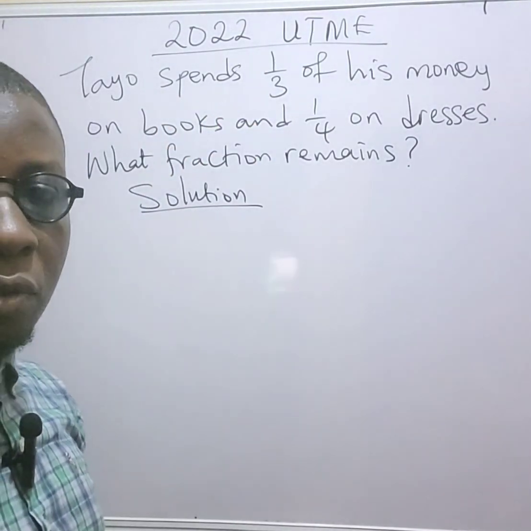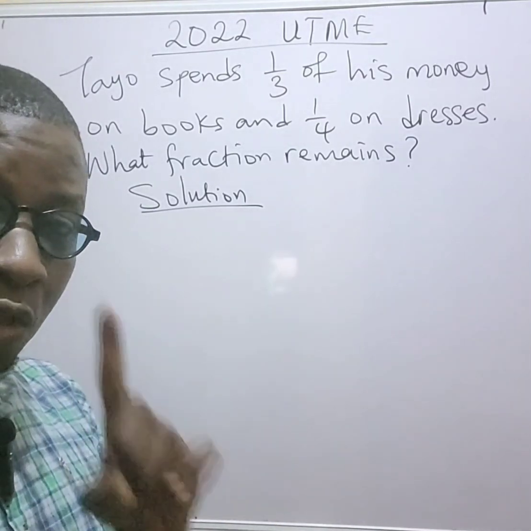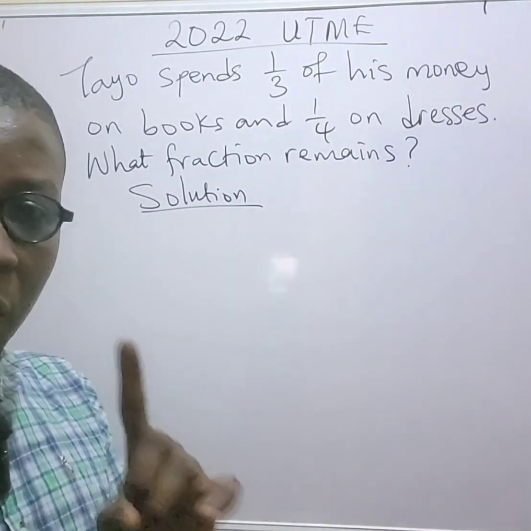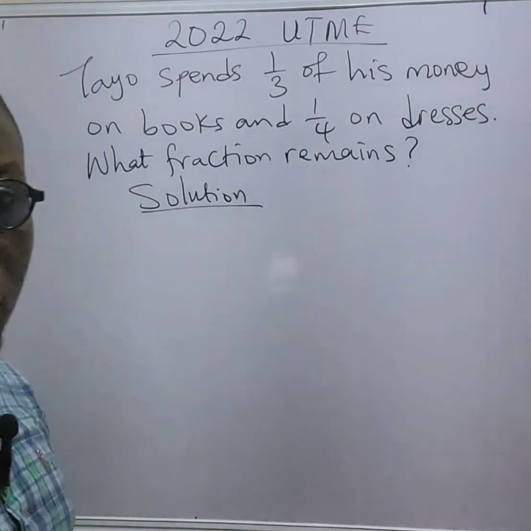Now, when we talk about fractions, when we are talking about percentage, totality is 100%. When we talk about fractions, totality is 1. So the whole money in fraction represents 1, which is 100%. So if all these fractions are spent out of the money, what fraction remains?